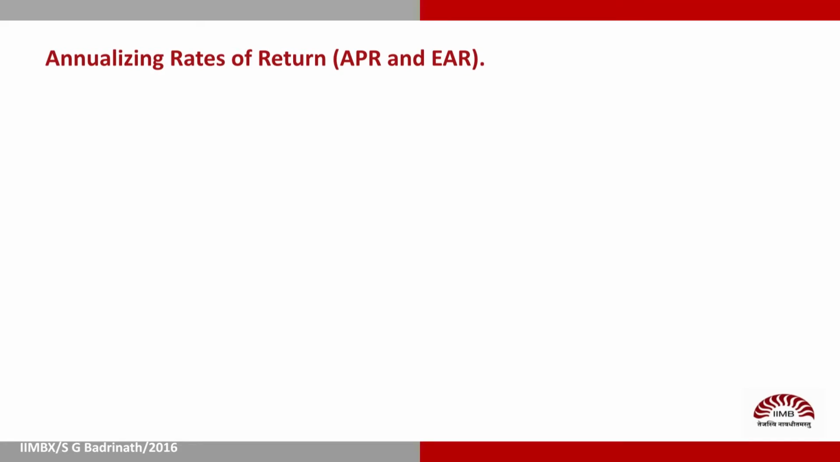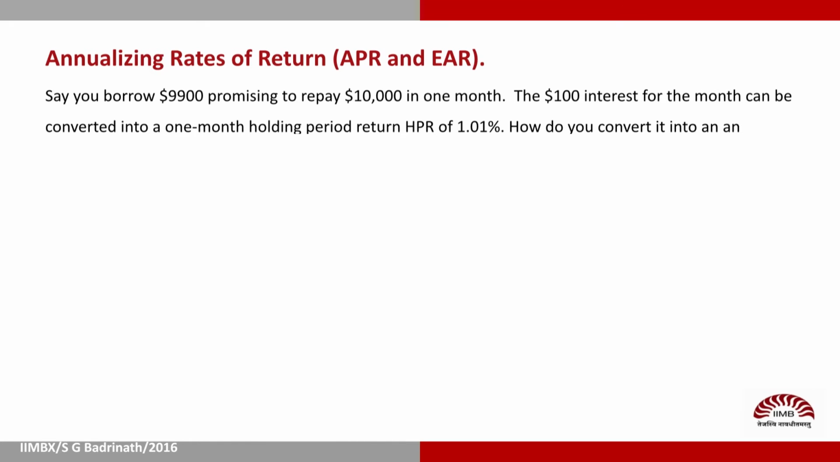In the annualized rate of return idea, let's say you've agreed to borrow $9,900 and repay $10,000 in a month. Obviously, you've paid $100 in interest in that period. How do you convert that 1 month's interest into an annual rate of return, and why do you do that? If you convert it as a percentage the way we just saw, it's actually 1.01% for a holding period of 1 month.